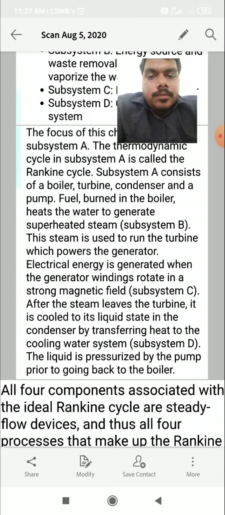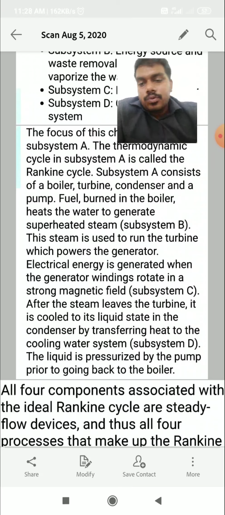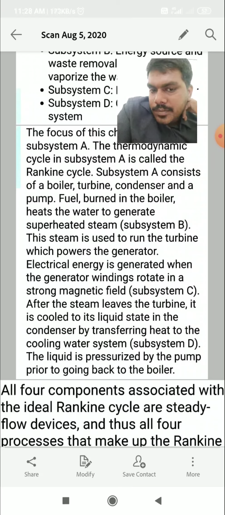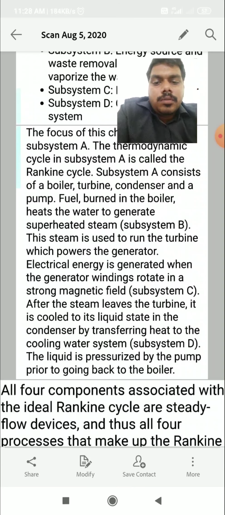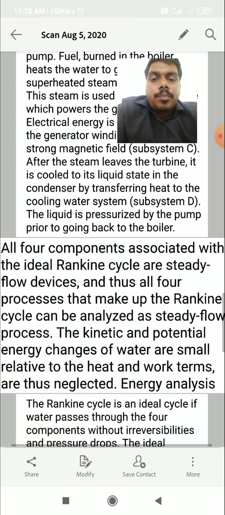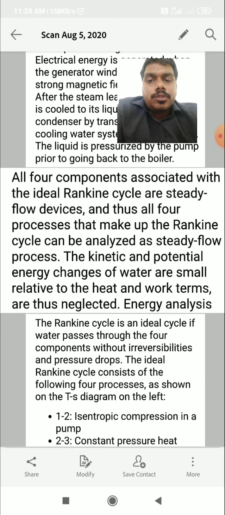This steam is used to run the turbine, which powers the generator. Electrical energy is generated when the generator winding rotates in the rotating magnetic field. In subsystem B, after the steam leaves the turbine, it is cooled to its liquid state in the condenser. The condenser cools the steam into liquid form by transferring heat to the cooling water. In subsystem D, the liquid is pressurized by the pump prior to going to the boiler. All four components associated with the ideal Rankine cycle are steady flow devices. Thus all four processes make up the Rankine cycle.